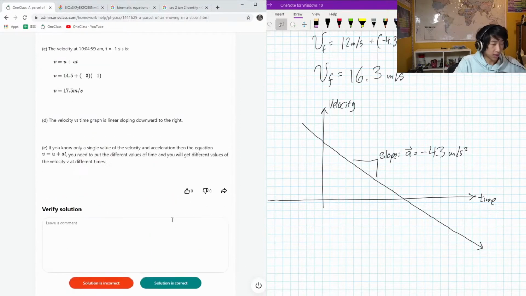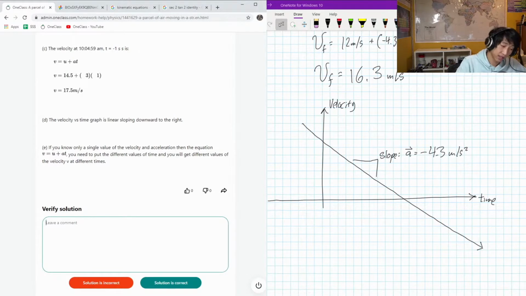Yeah, awesome. So the only thing that I got to mention here is that calculations were done with acceleration as 3 instead of negative 4.3. Process is good. Calculations are off.